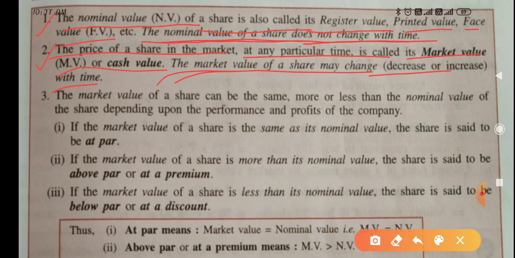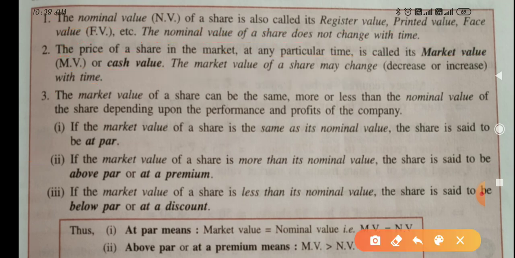That will depend upon the performance of the company. It may decrease if the company is not performing better, then it may be less than nominal value. If the company is performing better, it means it will be greater than nominal value. Means if the company is growing, then market value will be greater than nominal value. If the company is not growing, it means that market value may be less than nominal value. So this was the meaning of market value.